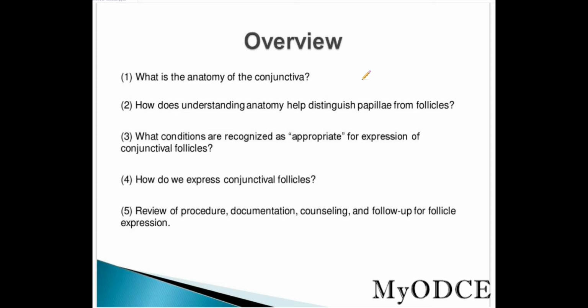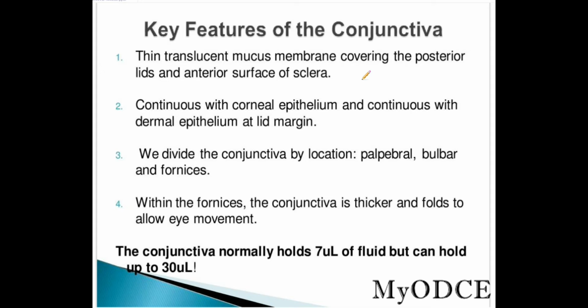Right. So, beginning with key features of the conjunctiva, while we take it for granted, it's nice to think a little bit about what it is. A thin, translucent mucous membrane covering the posterior lids and anterior surface of the sclera. It is continuous with the corneal epithelium and also continuous with the dermal epithelium at the lid margin. We divide the conjunctiva by location as follows: palpebral, bulbar, and fornices.